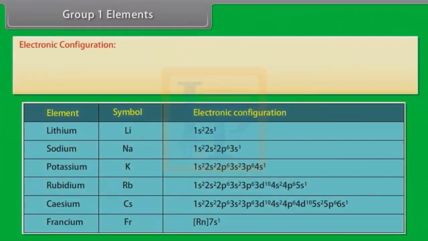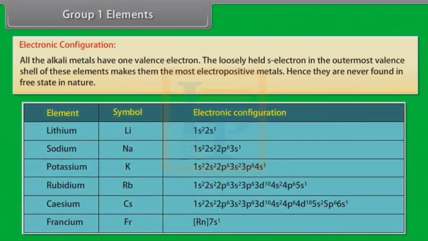Group 1 elements. Electronic configuration. All the alkali metals have one valence electron. The loosely held s electron in the outermost valence shell of these elements makes them the most electropositive metals. Hence, they are never found in free state in nature.